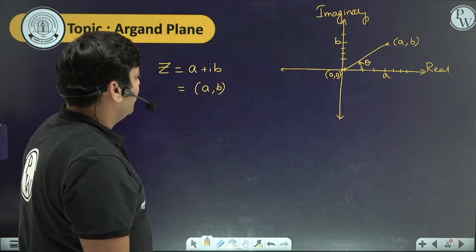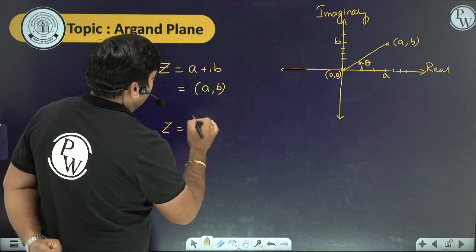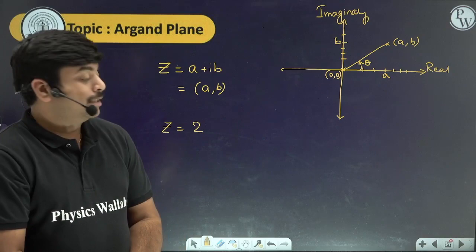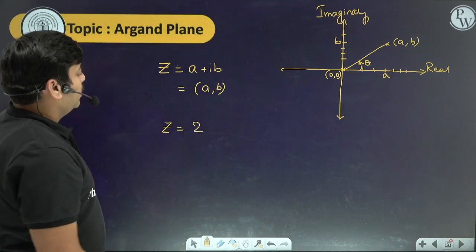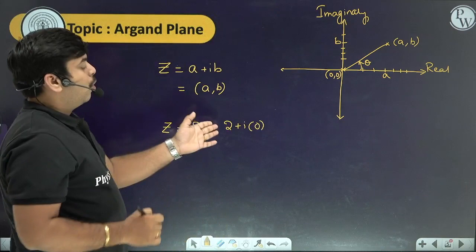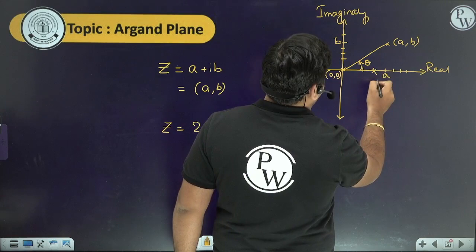Okay, if I want z equal to just the number 2 and represent that on an Argand plane, you may ask how a real number can be represented there. I say all real numbers are also part of complex numbers. So this is nothing but 2 plus i times 0. So 2 on the real axis and 0 on the imaginary axis gives this particular point. Let's say this is 1, this is 2. So this will be (2, 0) on the real axis.